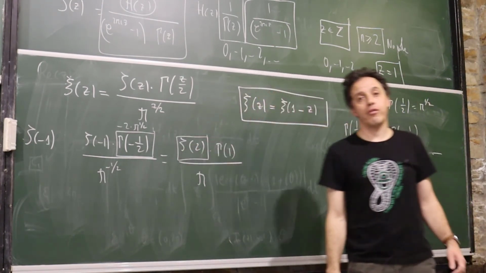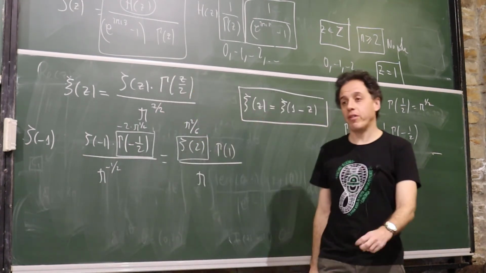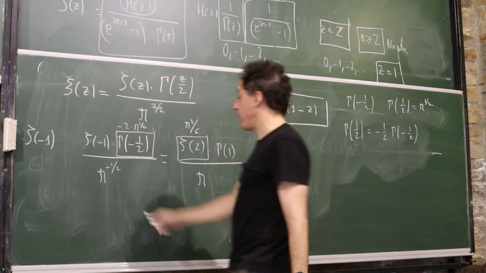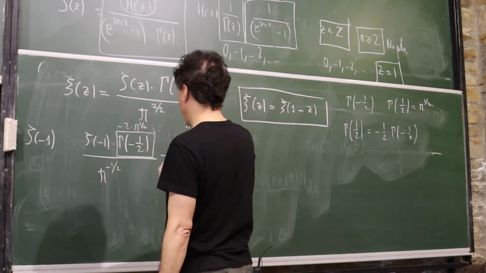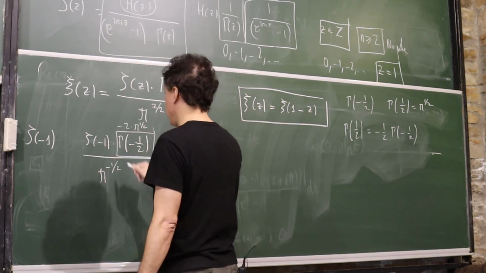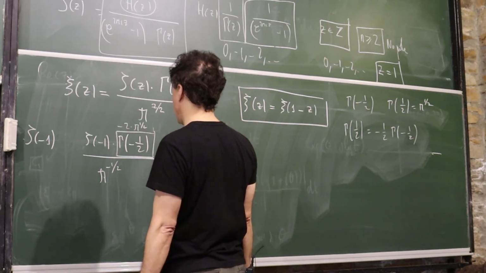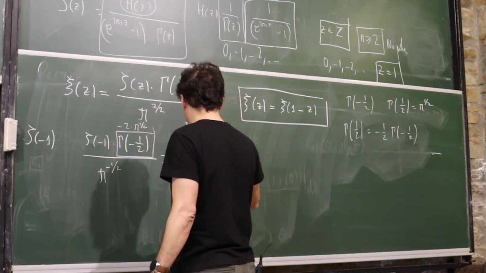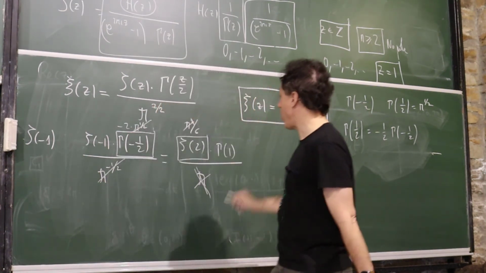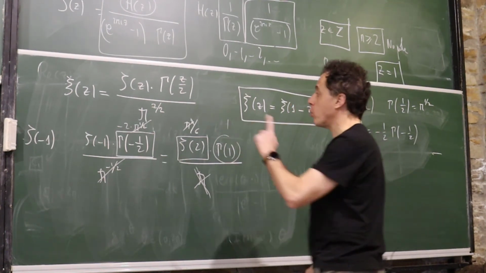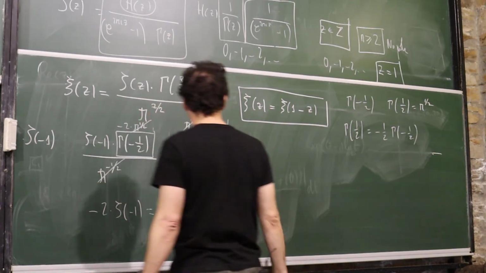Zeta of 2, of course, is our value, pi squared over 6. And so we have pi to the minus 1 over 2, and here a pi to the 1 over 2. So we have pi in the numerator and pi in the denominator, and here we have also pi. So all the pi's disappear. Gamma of 1, of course, is equal to 1. So what we have finally is minus 2 zeta of minus 1 is 1 over 6.